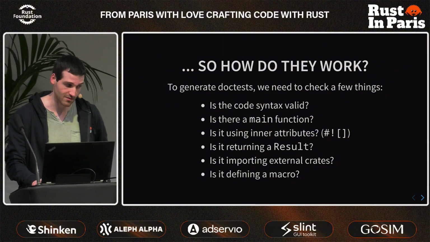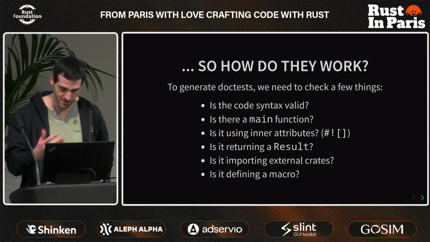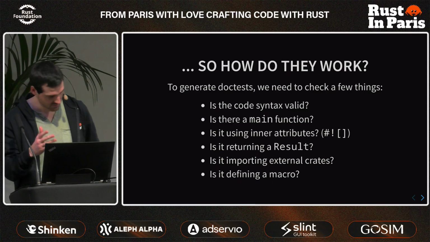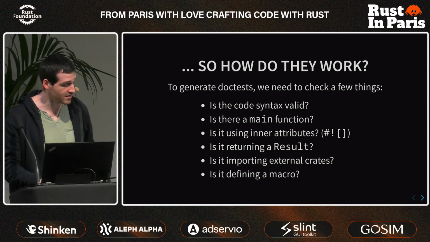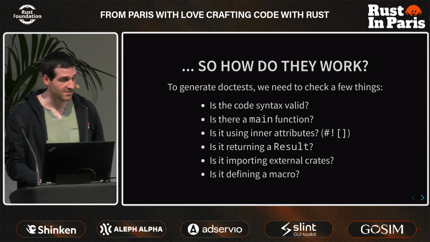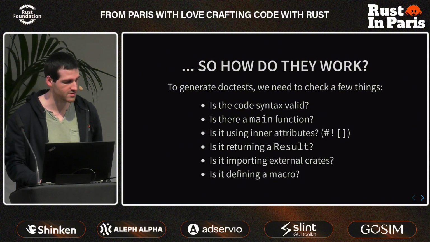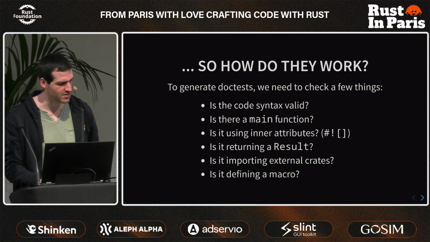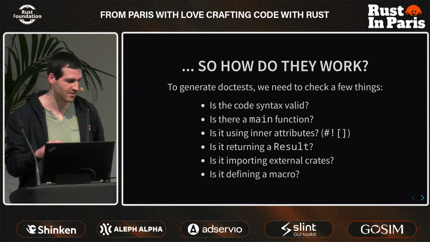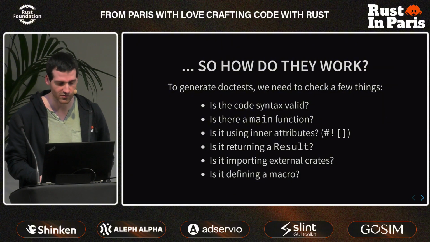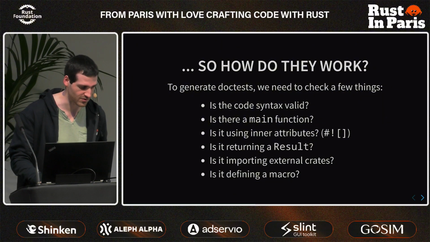Is it returning a result? Because if it is, again, we need to write, as I showed with the result, colon, okay, everything. Is it importing external crates? This one is only an issue for older Rust versions. In the 2015 edition, for example, you can only put external crates at the top of your crate. Now you can put them literally everywhere, so that's not an issue anymore. We keep it for backward compatibility, something.